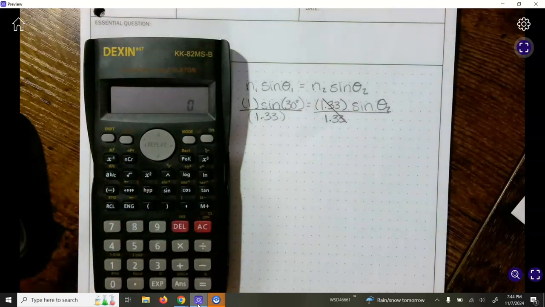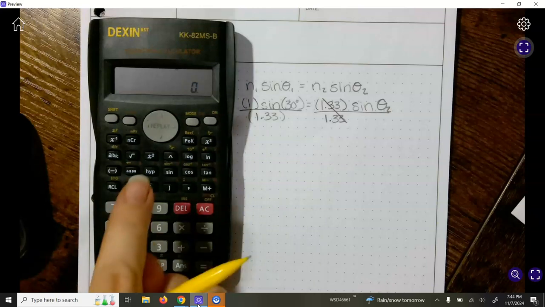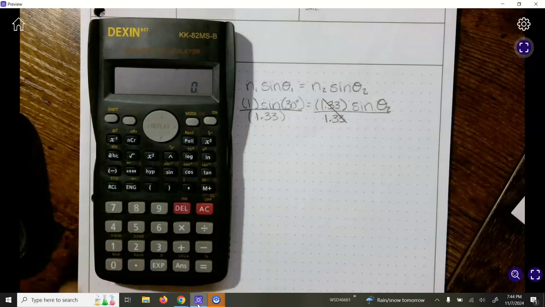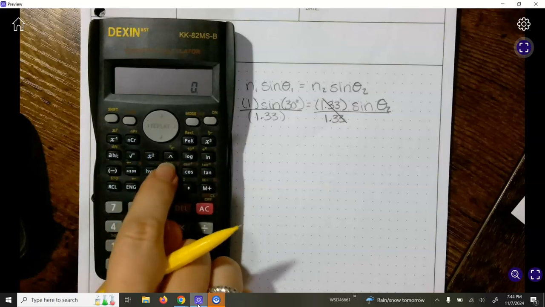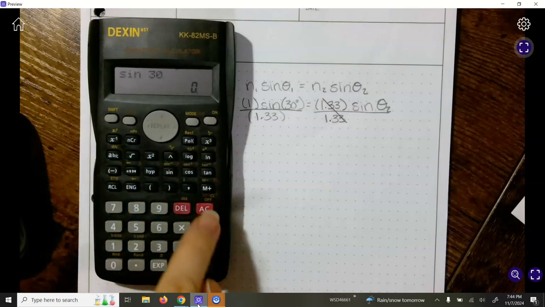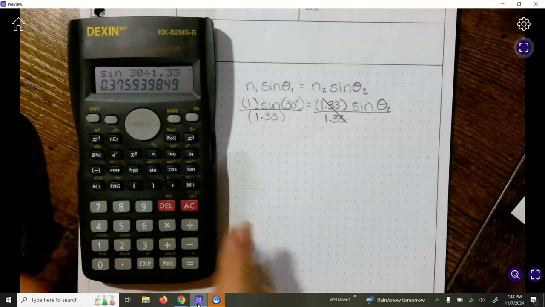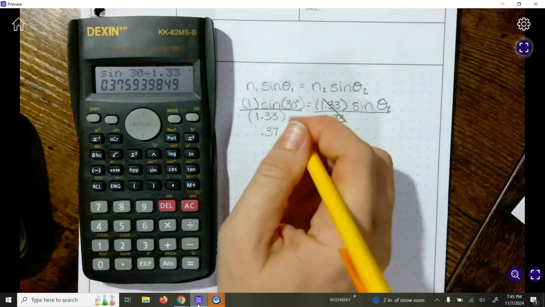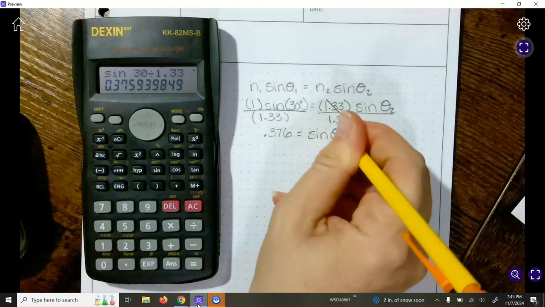Now, your trig functions, maybe you haven't really learned very much about trig yet, which is okay, but your trig functions are right here, and all we're using is this little button that says sine. So 1 times the sine of 30 is the same thing as the sine of 30. That little number 1 isn't going to change anything. So I'm going to put sine of 30 divided by 1.33, because that was my index of refraction. Sine of 30 divided by that. I'm getting a number 0.3759. I'm going to round that to 0.376. That's equal to sine of theta 2.